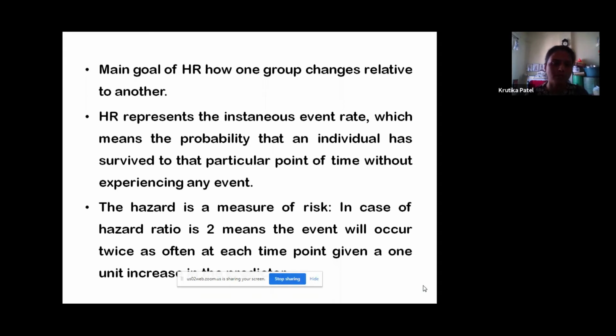Hazard ratio represents the instantaneous event rate, which means the probability that an individual has survived to that particular point of time without experiencing any event. The hazard ratio is a measure of risk. For example, if the hazard ratio is 2, it means the event will occur twice as often at each time point, given a one unit increase.